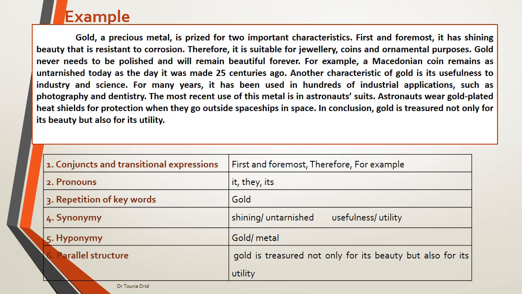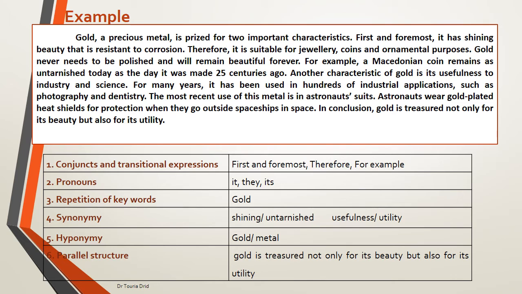This is an example of how cohesive devices are used in a paragraph. The paragraph is about gold. Let's read it together. Gold, a precious metal, is prized for two important characteristics. Topic sentence. First and foremost, it has shining beauty that is resistant to corrosion. Therefore, it is suitable for jewelry, coins, and ornamental purposes. Gold never needs to be polished and will remain beautiful forever.